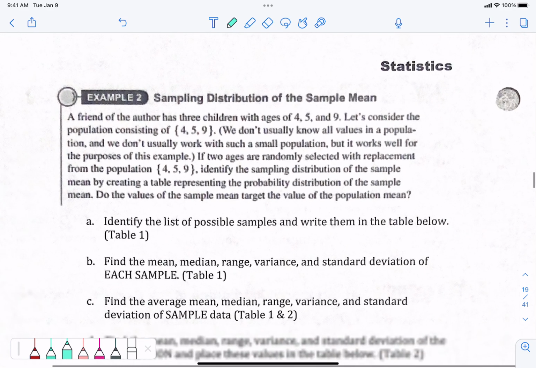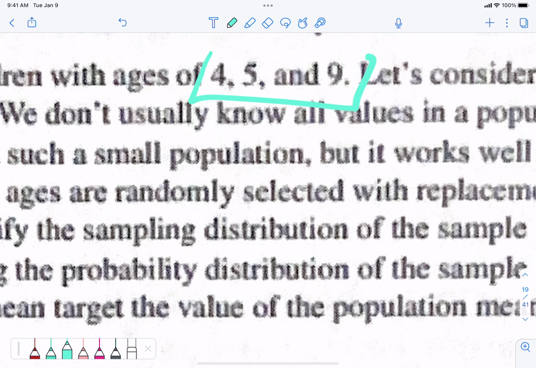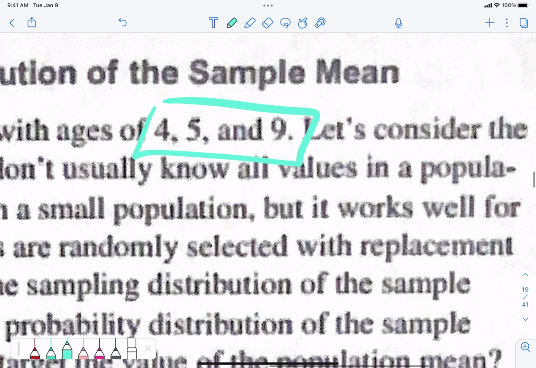This is what your homework assignment is going to look like. We have a bunch of children in a room that are aged 4, 5, and 9, okay? Only aged 4, 5, and 9. Be quiet. 4, 5, 9. Those are just the ages of these children, all right? I'm going to only select 2. So my population is the room full of 4, 5, 9-year-olds. This is my population, okay? Because we're doing this on a small scale. Typically there would be more ages, but we're just going to assume just ages 4, 5, 9. That's my population.